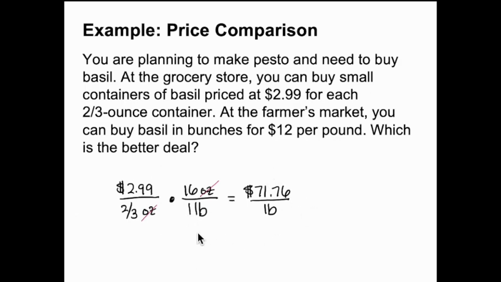When you work that out, you're going to find that if we put it in terms of pound, those containers would cost $71.76, almost $72 a pound for the basil in those containers. Where if we buy it in bunches, for 1 pound, it would cost $12. So when you buy it in the containers, that's 6 times as much as the farmer's market price. So I would personally go to the farmer's market to get my basil.